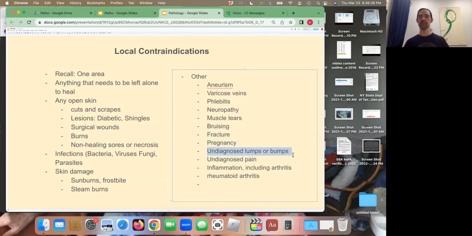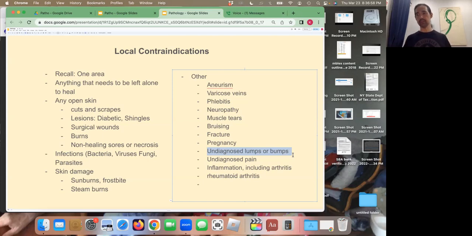Undiagnosed lumps or bruises, lumps or bumps. You'll see this all the time on people around joints, especially around the sacrum, the low back. They have these fatty deposits called lipomas. They can be really big. And lipomas, they're harmless. It's not going to be detrimental for you to work on those.